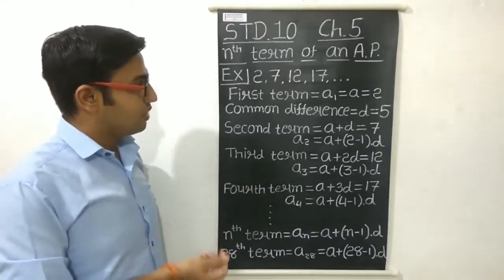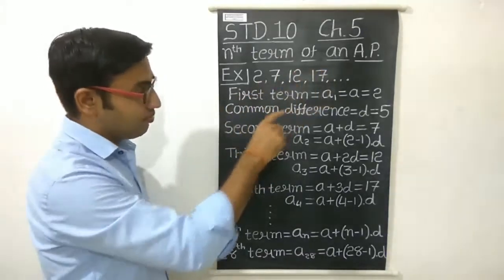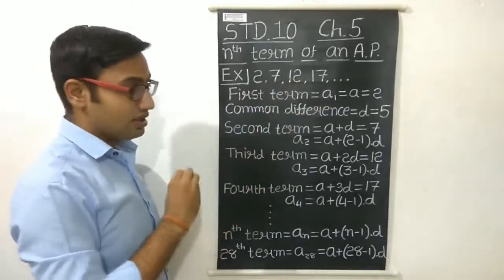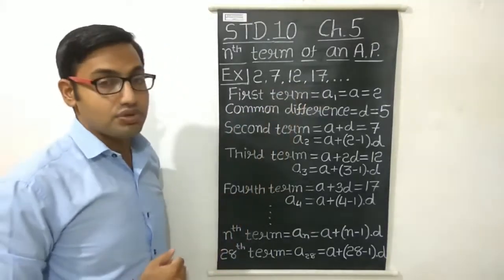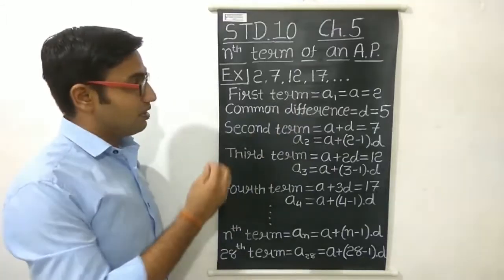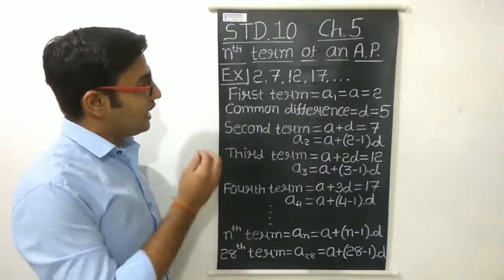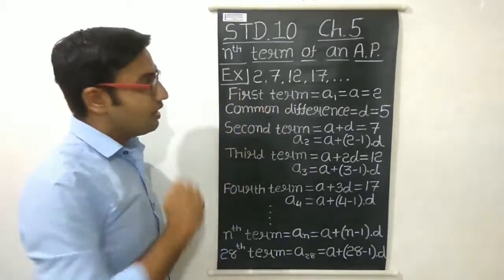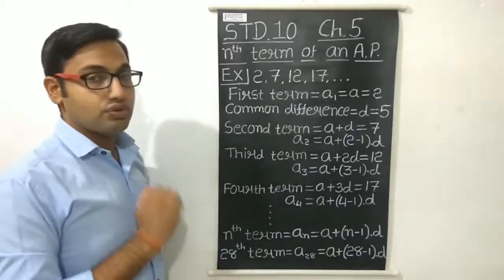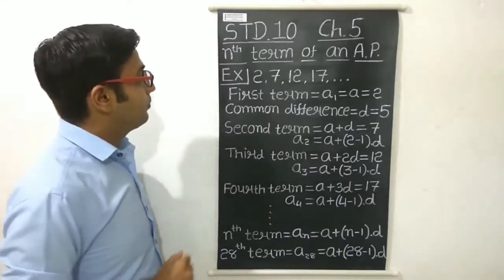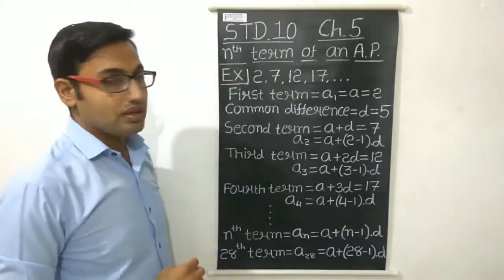By actually calculating in this way, if we find out, let's suppose, the 25th term, then it becomes a lengthy process. So there is a shortcut method, there is a formula to find any term of the given arithmetic progression. That formula is what we have to study today, and in general it is called the nth term.